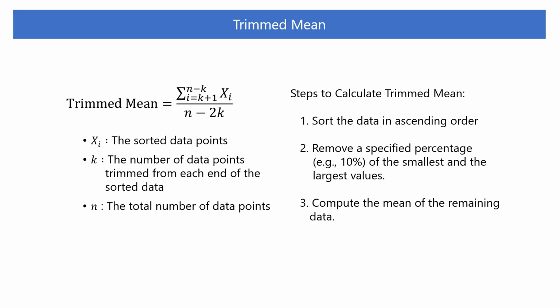To calculate the trimmed mean, first, we sort the data in ascending order. Then, remove a specified percentage, for example, 10% of the smallest and the largest values. Then, by computing the mean of the remaining values, we can obtain the trimmed mean.